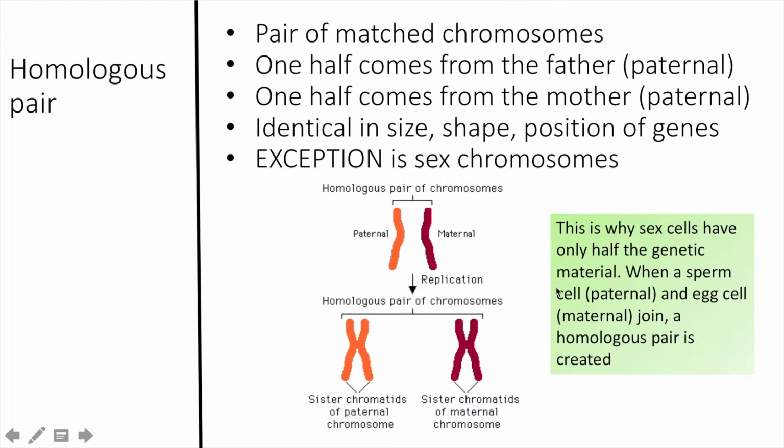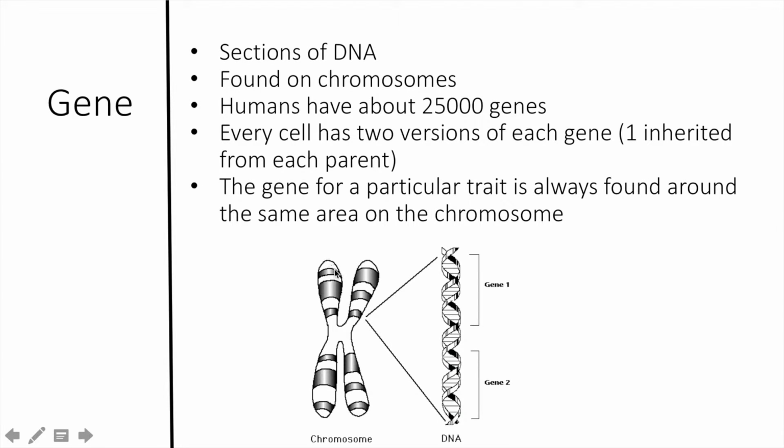But when you look at it, it makes sense because this is why sex cells only have half the genetic material. In order to make an embryo, you have to have a sperm cell, which is the paternal, and the egg cell, which is maternal. And when they join, they create a homologous pair. So we already know that a chromosome is just genetic material that is packed very tightly into these pairs here that looks like a little X.